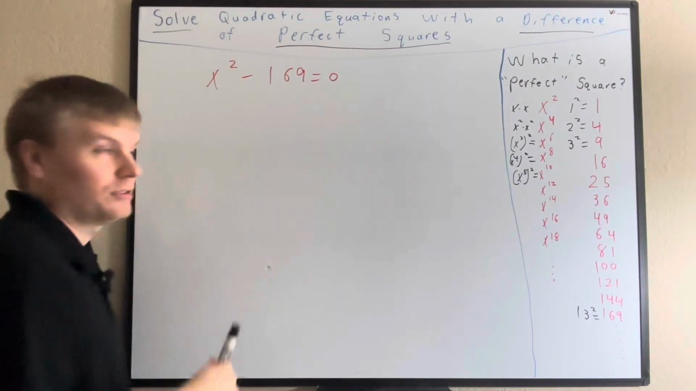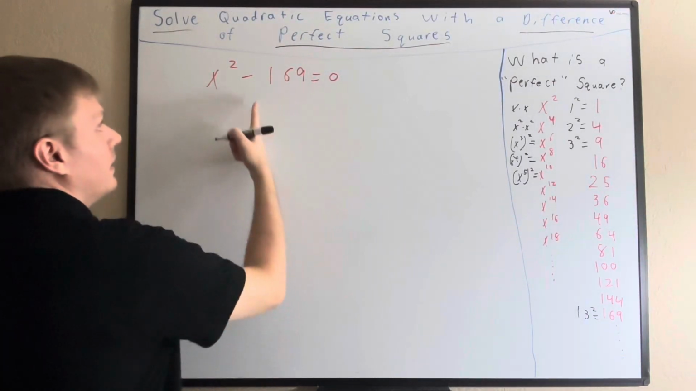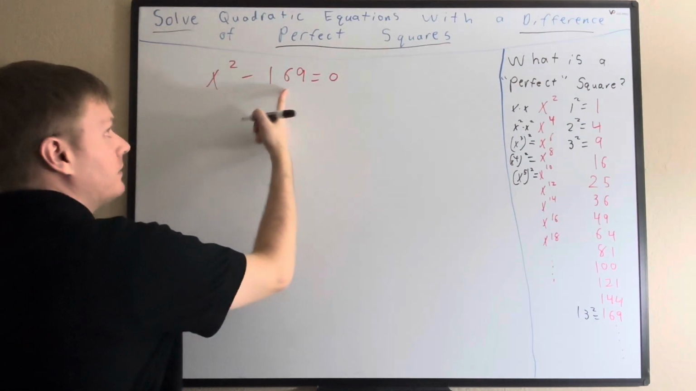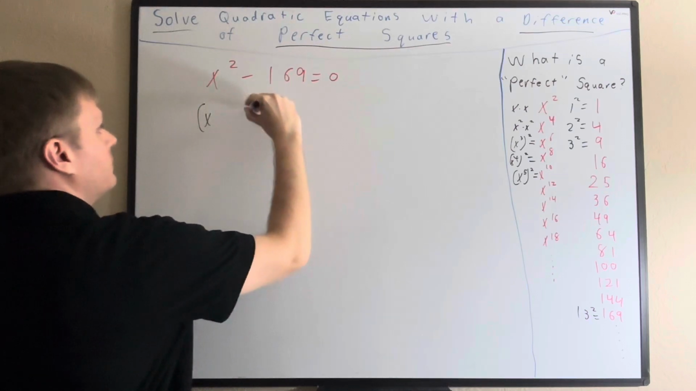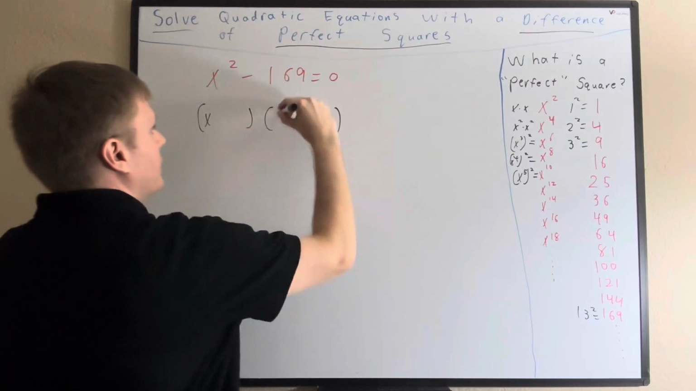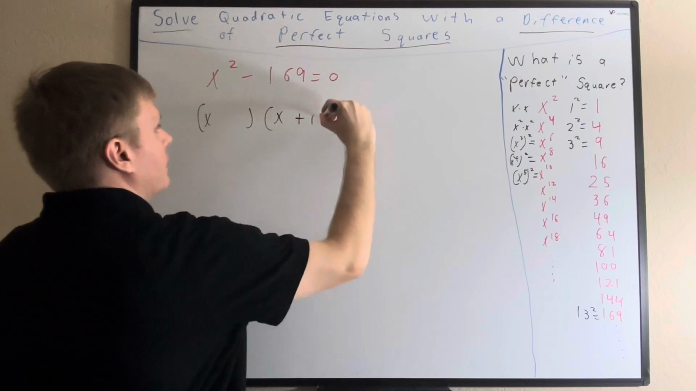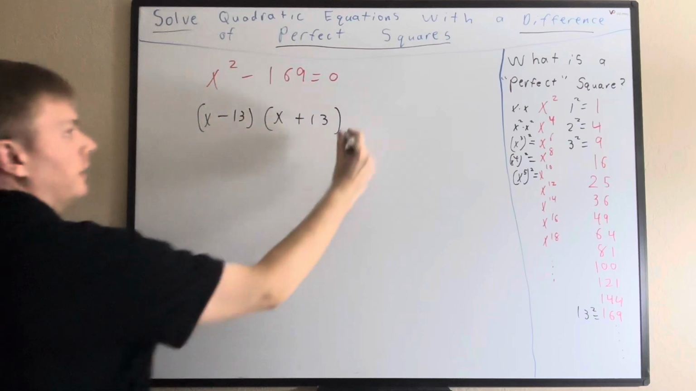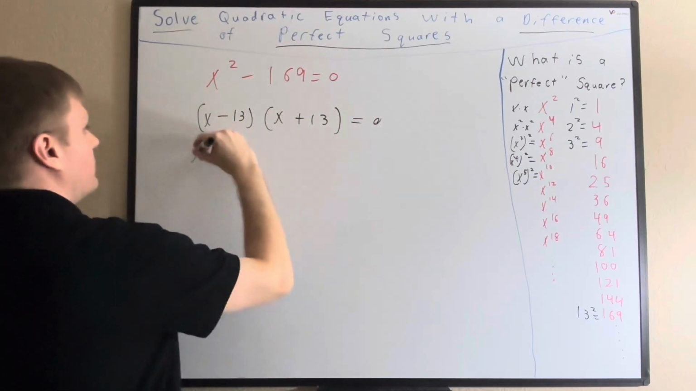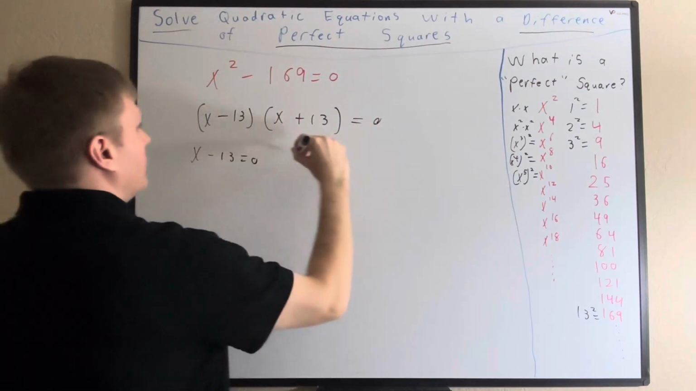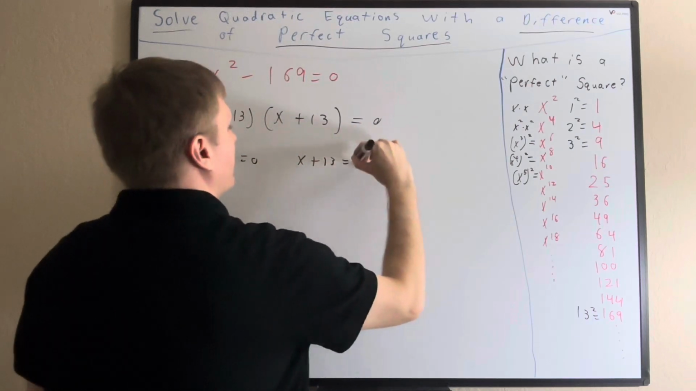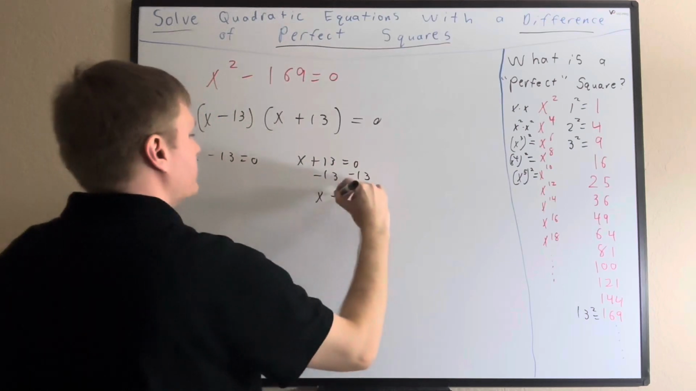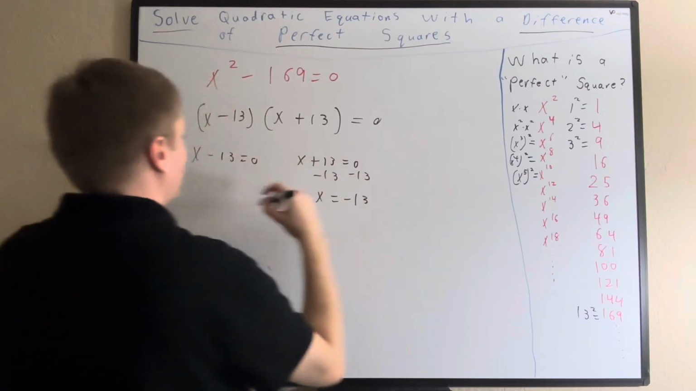One more example before I wrap up this video. What is the square root of 169? 13, right? So separate that into two binomials, x minus 13 and x plus 13, right? Equals 0. Separate them out. Get two different equations. Solve for x.